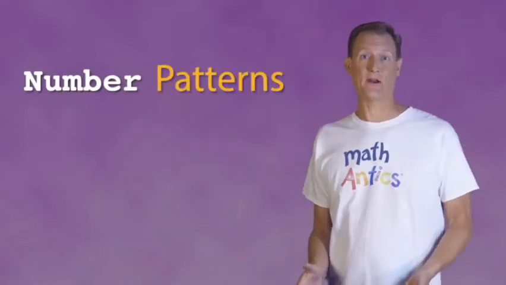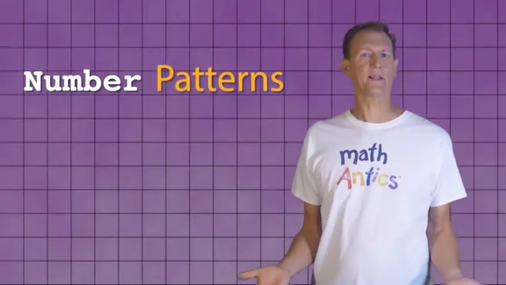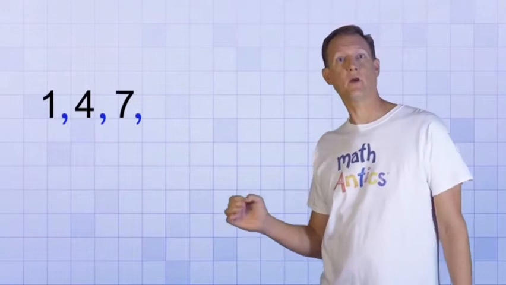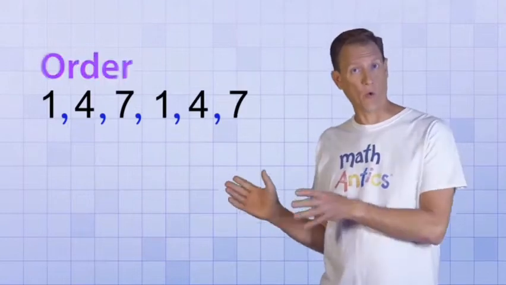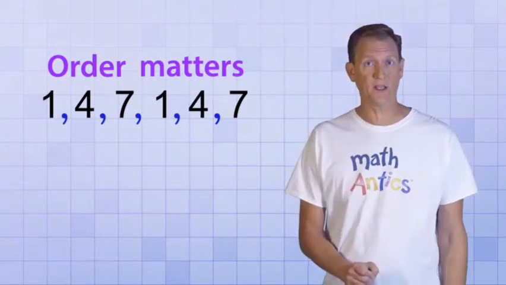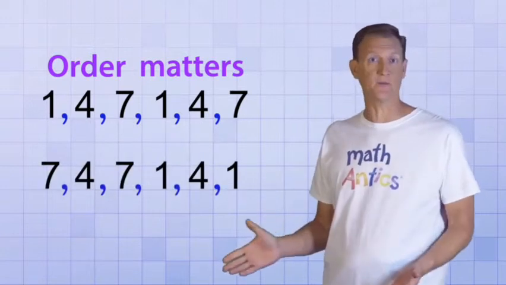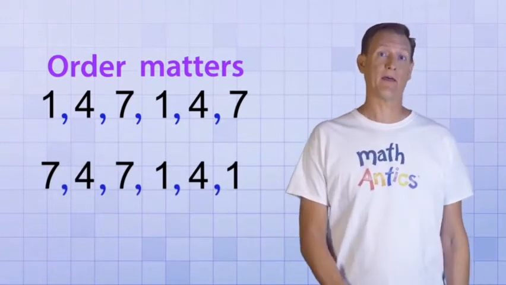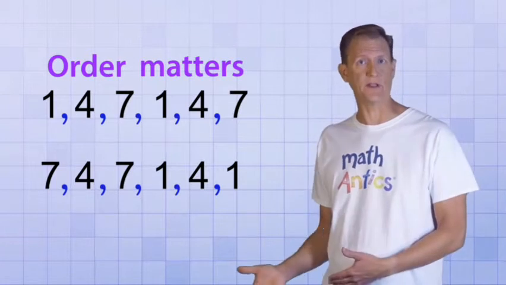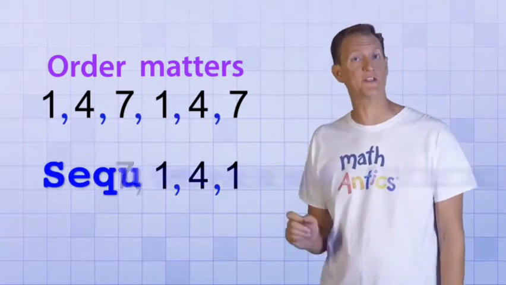Anyway, number patterns can be formed by repeating numbers, like this, 147, 147. Notice how the order of the pattern really matters? If you switch any of the numbers, it becomes a different pattern. In math, when you have a set of numbers or elements where the order matters, it's called a sequence.